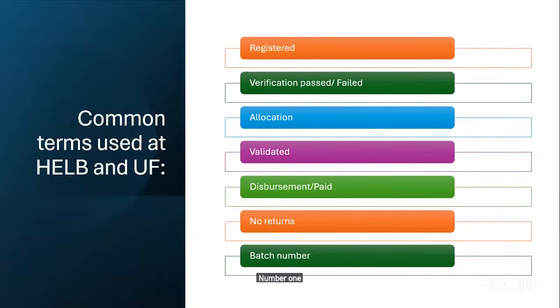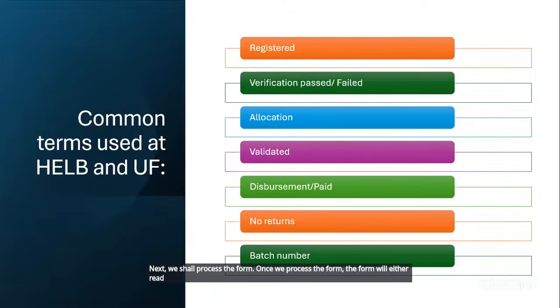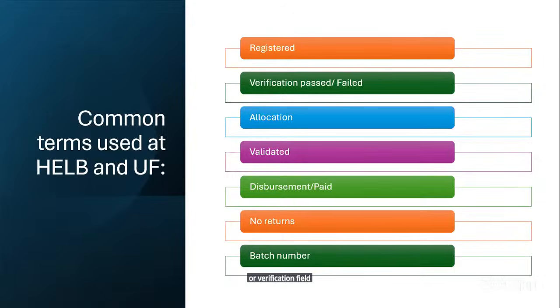Number one, registered. When a form reads registered, it is because we have just received it. You've just submitted it and we've received it. Next, we shall process the form. Once we process the form, it will read either verification passed or verification failed. Verification failed means something is wrong with the application. We shall communicate to you, but again, it's okay if you're proactive and you reach out to us, we shall still assist you. If verification passed, that means all is well, and the next step is going to be allocation.